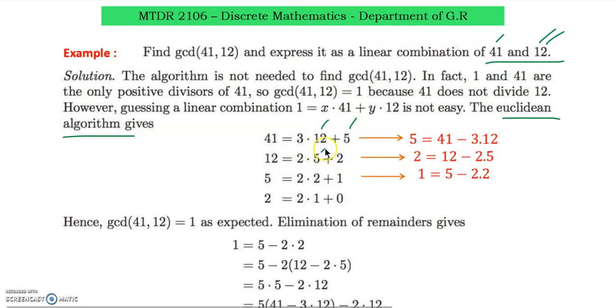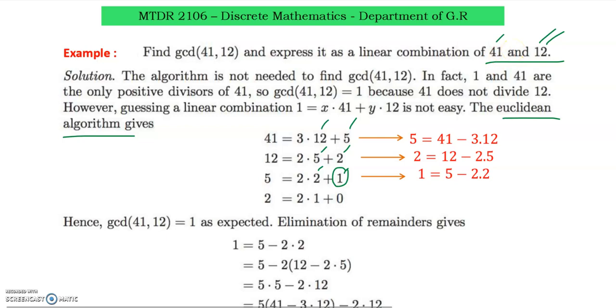Now for the next step I take 5 and 2. So 5 is equal to 2 multiplied by 2 plus 1, and 1 is the remainder. Now I take 2 and 1 for the next step, so 2 is equal to 2 multiplied by 1 plus 0. Here the remainder is 0, so we can stop the process. What is the previous non-zero remainder? That is 1. This is the GCD of 41 and 12.